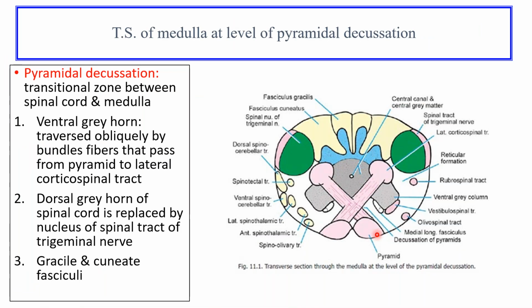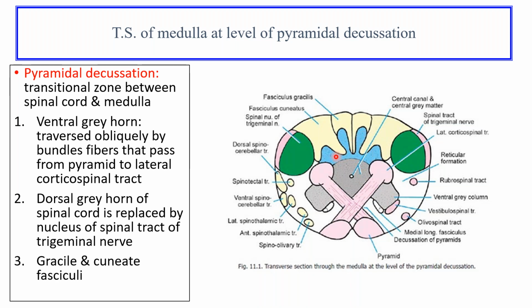So the pyramidal decussation, which I have just described, is basically the transitional zone between the spinal cord and medulla. The ventral gray horn is going to be traversed obliquely by these bundles of pyramidal fibers that have crossed to form the lateral corticospinal tract. The dorsal gray horn of the spinal cord is replaced by what? It is replaced by the spinal nucleus and the tract of the trigeminal nerve.